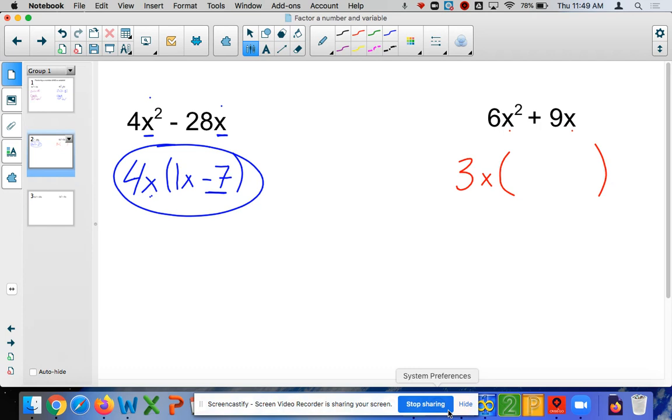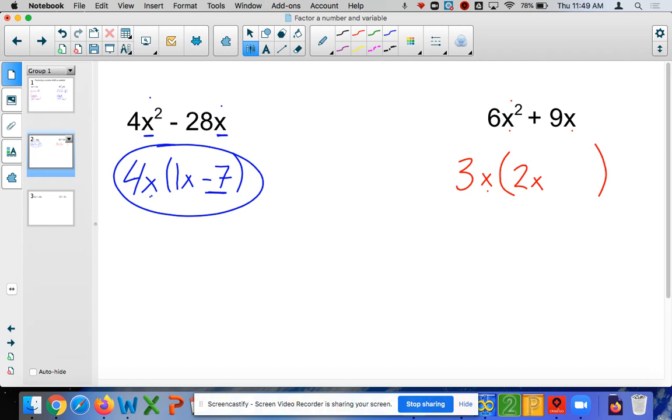Now we build our parentheses, and we ask ourselves, 3 times what gets you 6? Start with the numbers first. That's going to be the easiest for you. 3 times what gets you 6? There's 2. I've got 2 x's up here, and I've got 1x outside of the parenthesis. That means I need to put an x inside the parenthesis right there.